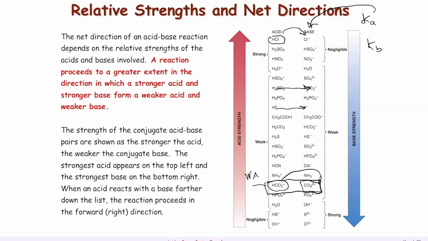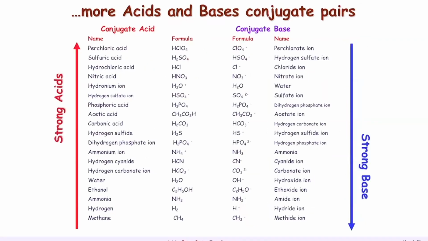What you will see is that there is an inverse relationship between the Ka and the Kb. If the Ka is large, then the Kb is small. If the Kb is large, then the Ka is small. So there's a direct inverse relationship between the two. That's why it becomes its opposite. And you'll see that. So here's a more extensive list.